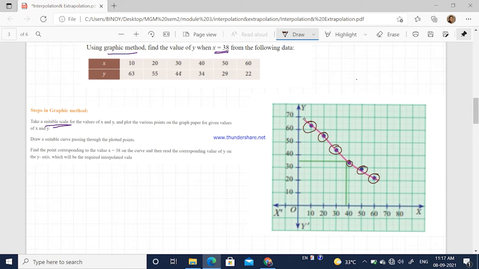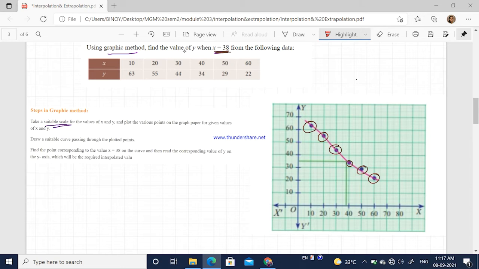Now, the plotted points are forming a line or a curve. Since it is a curve, literally a slight curve over here, we draw a suitable curve passing through the plotted points. Now you need to find the value of y when x is 38.